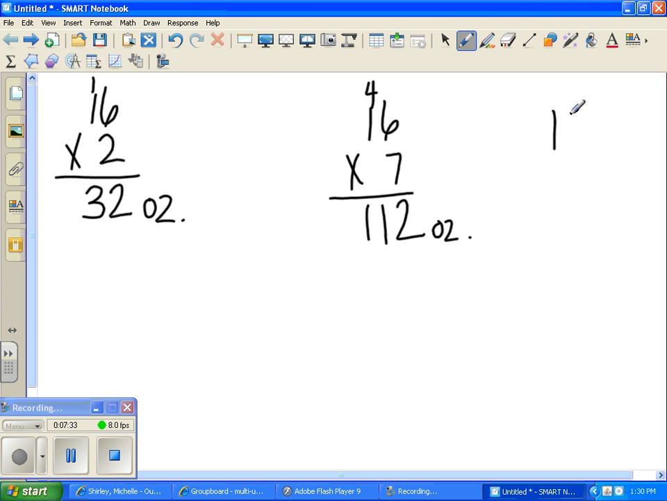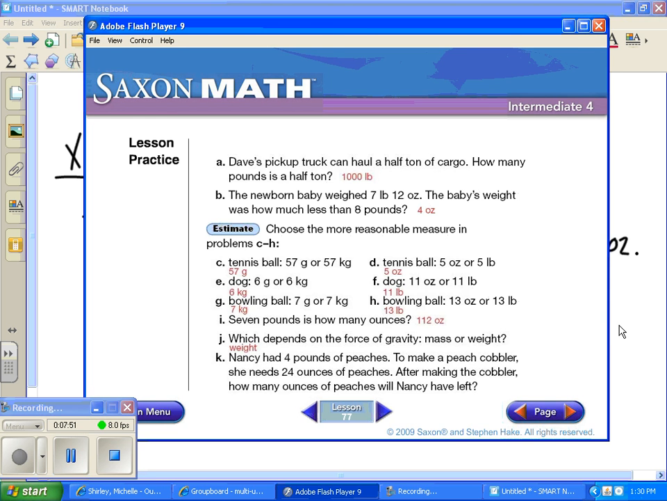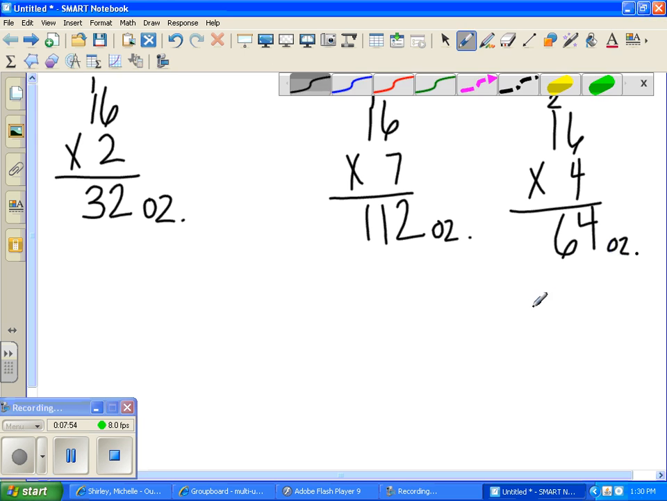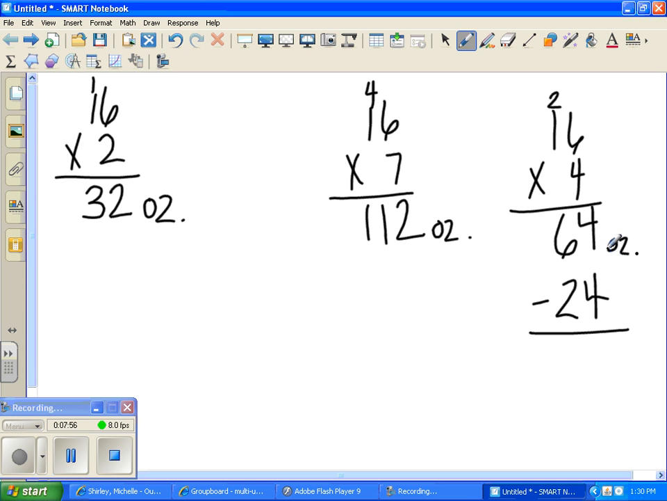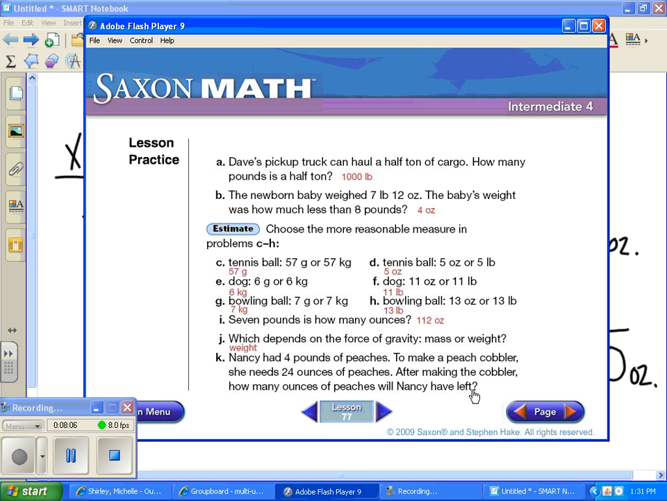So that would be 16 times 4. 4 times 6, 24. 4 times 1 is 4, plus 2 is 6. Okay, so we've got 64 ounces to begin with, and she's going to use 24. So we're going to take away 24 from our 64. 4 minus 4 and 6 minus 2. So how many ounces of peaches will she have left? 40 ounces. All right, that's enough to make another cobbler, isn't it?